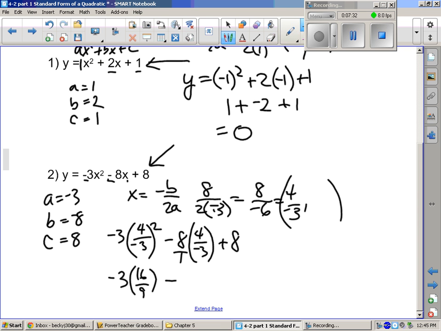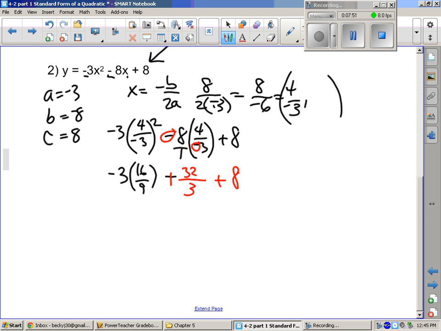Now I have 2 negative signs, right here and here. There we go. Those make positive, so I'm going to keep that positive. 8 times 4 is 32. 1 times 3 is 3. And then I have the 8 on the end.